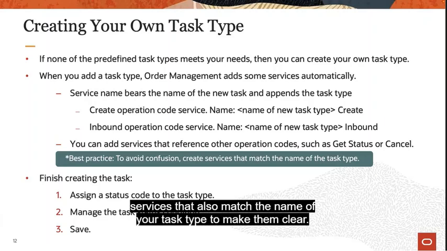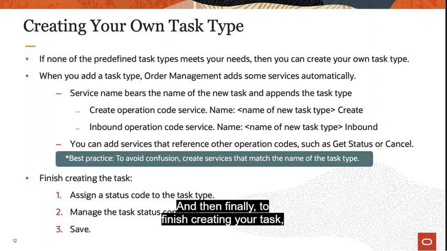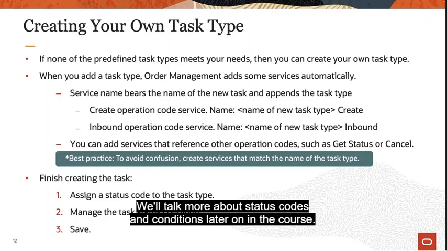And then finally, to finish creating your task, you'll need to assign a status code to that task type, go into your settings to manage the status conditions, and then save your work. We'll talk more about status codes and conditions later on in the course.